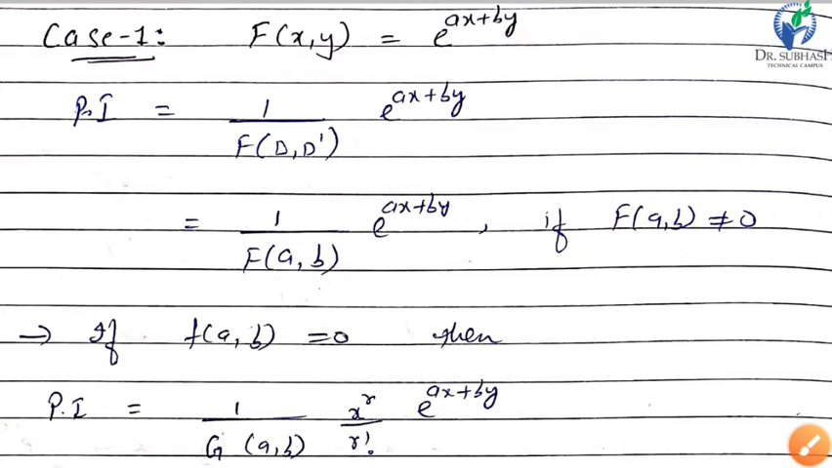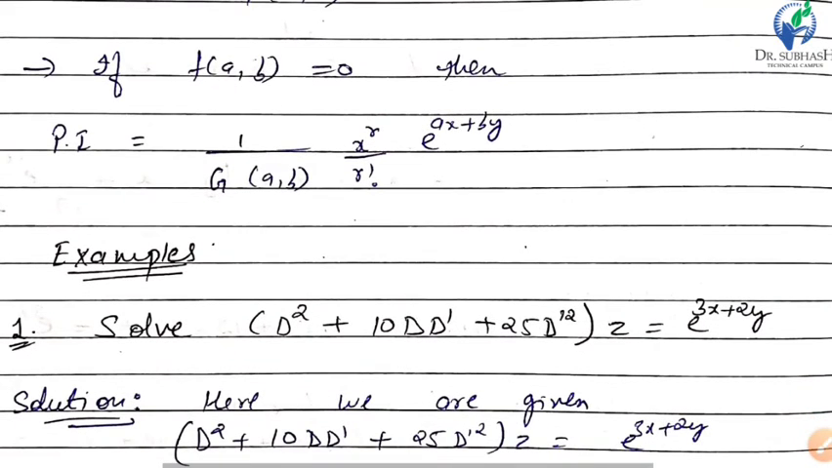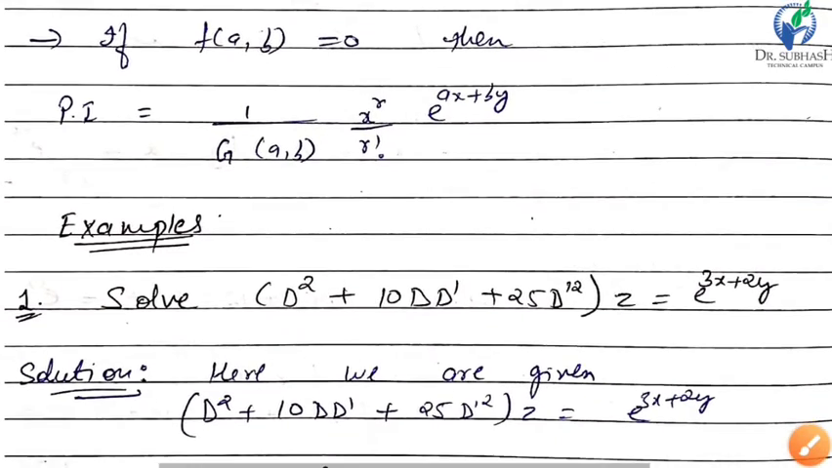In case f of a b becomes 0, then the particular integral can be written as 1 upon g of a b times x raised to r upon r factorial e raised to ax plus by. We will understand this better by solving some examples.